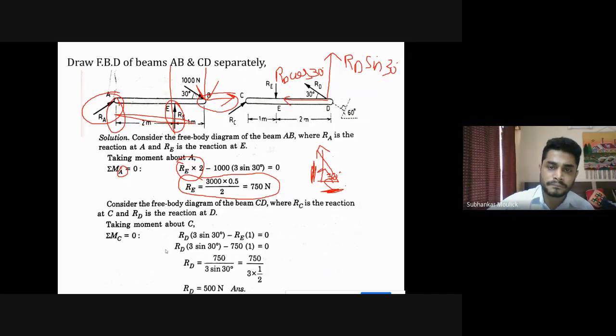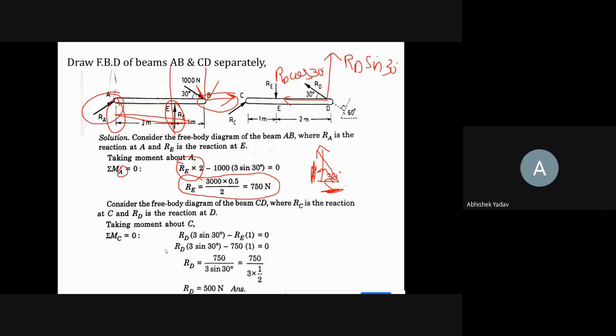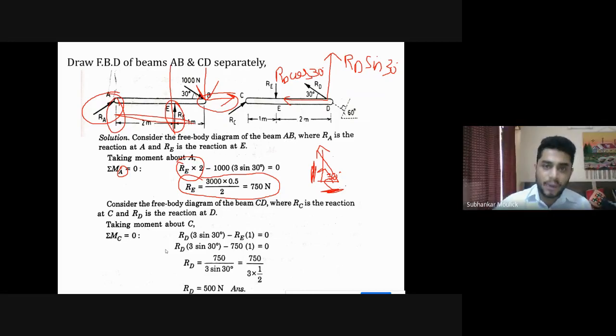Clear? Any doubt? Okay. With this, I hope you have understood the concept of moment. Today, I have made you solve a very simple problem to get the idea of what a moment is, how a moment acts on a body, and which moment we have to take, which moment not to take. In the next class, we will solve some typical problems.